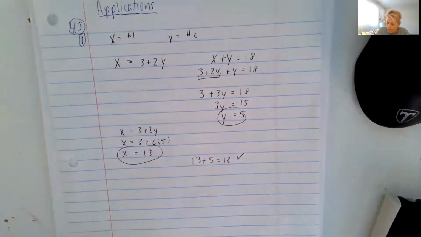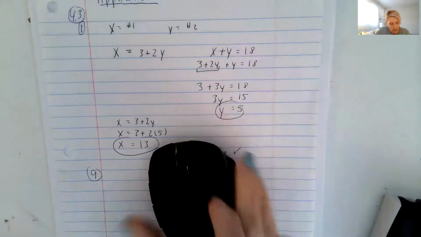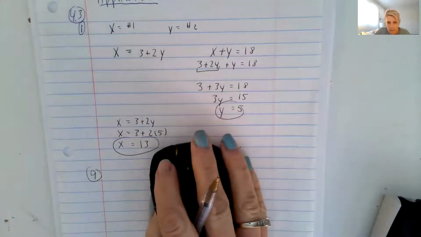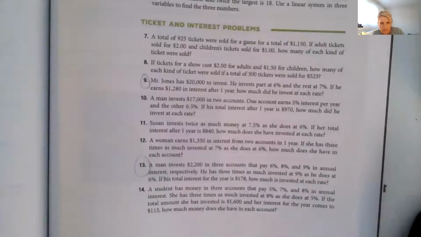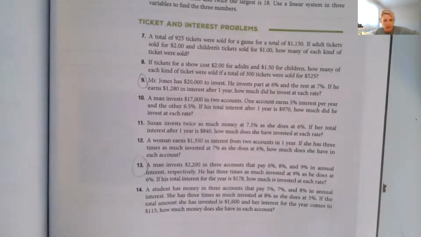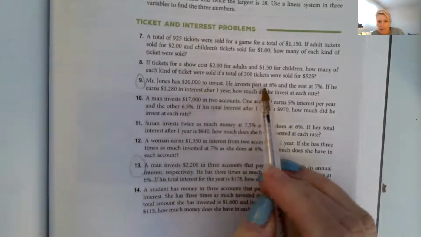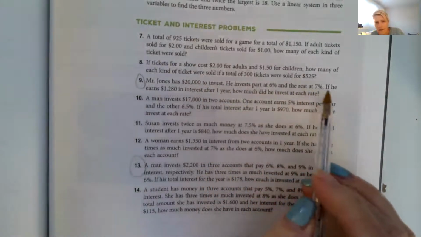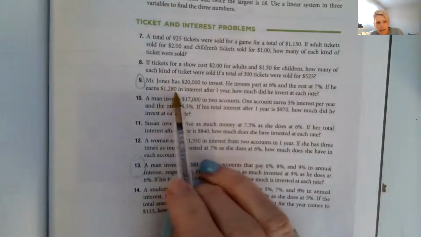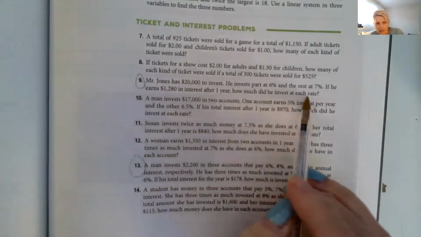Let's look at number 9. Let's read through number 9 about Mr. Jones. Number 9 says, Mr. Jones has $20,000 to invest. He invests part at 6% and the rest at 7%. If he earns $1,280 in interest after 1 year, how much should he invest at each rate?